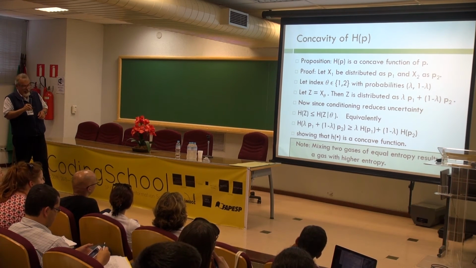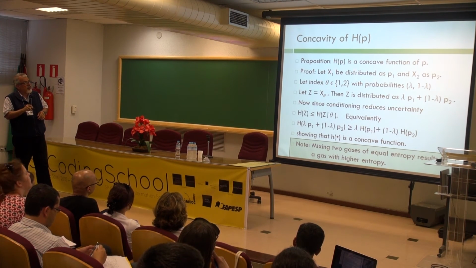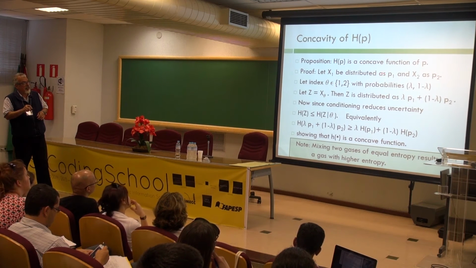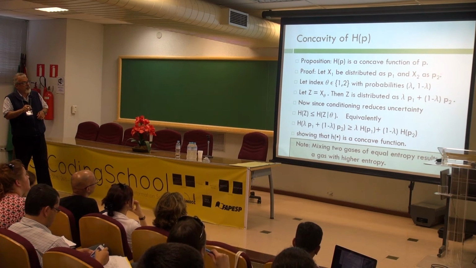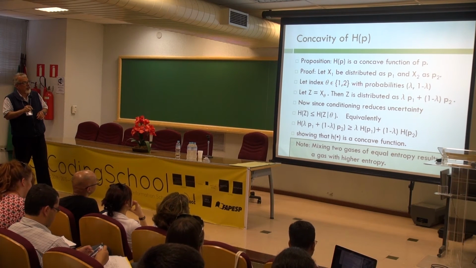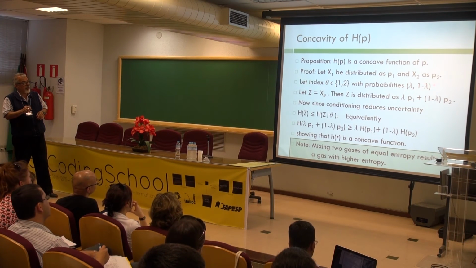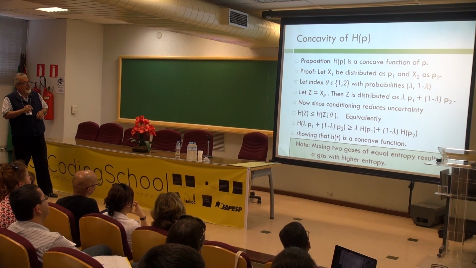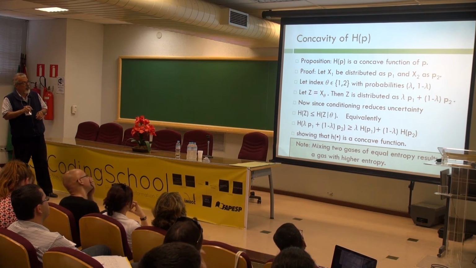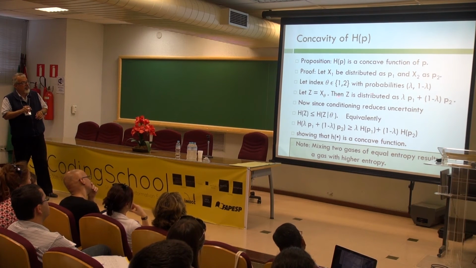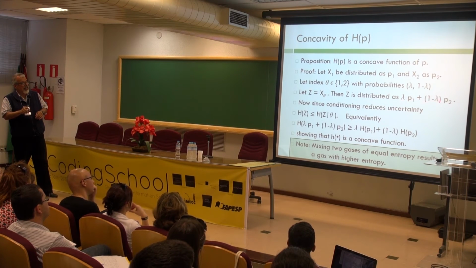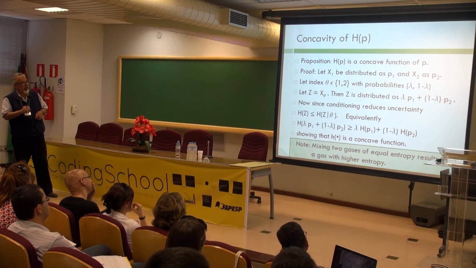You just take x1 to be distributed as a certain p1, and x2 distributed as p2. Now take an index theta between 1 and 2 with probabilities lambda and 1 minus lambda. So let's define z as being x sub theta, so it could be x1 or x2. Then z is distributed according to this convex combination of p1 and p2 with parameter lambda, right?